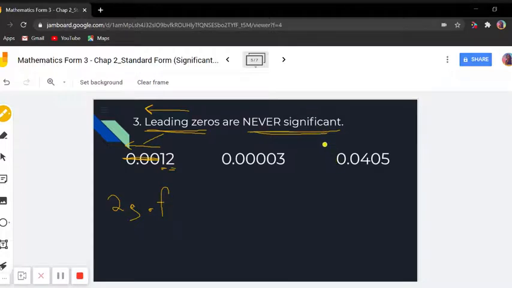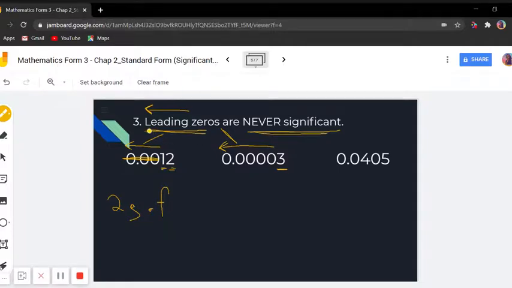So the second example is 0.00003. Alright, first of all, let's find the first non-zero number. The non-zero number in here is 3. So the 0s on the left side will be called leading zeros.